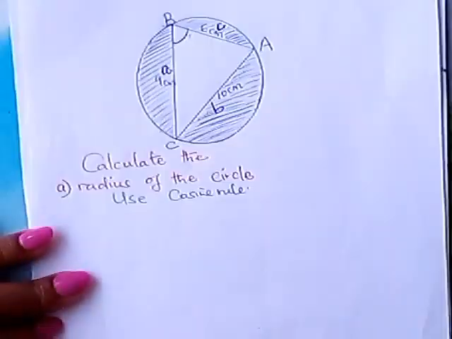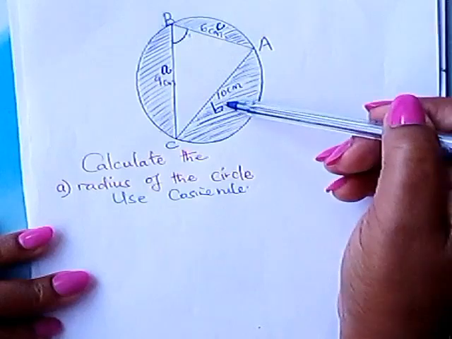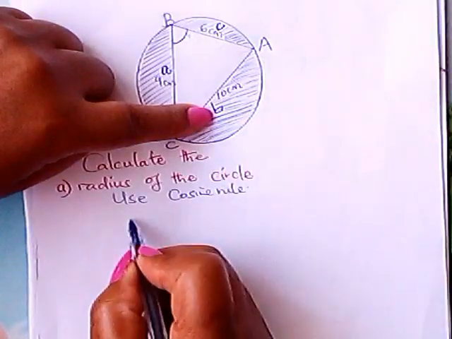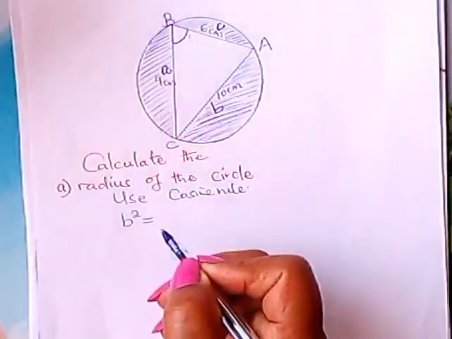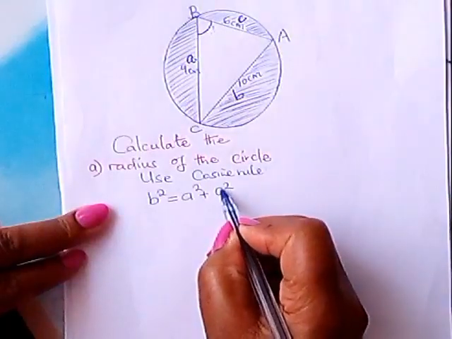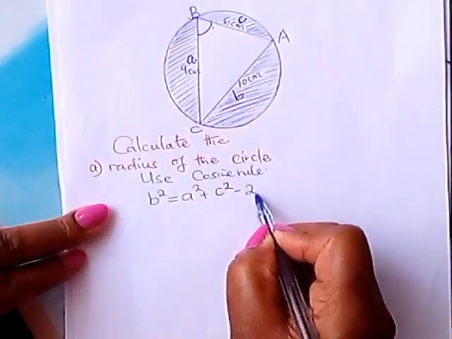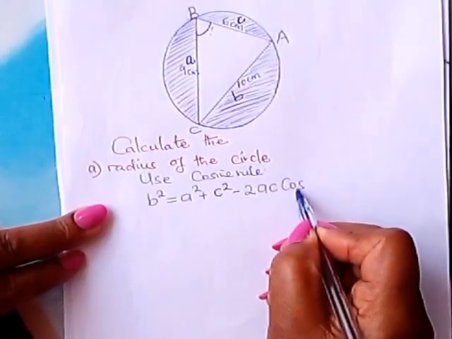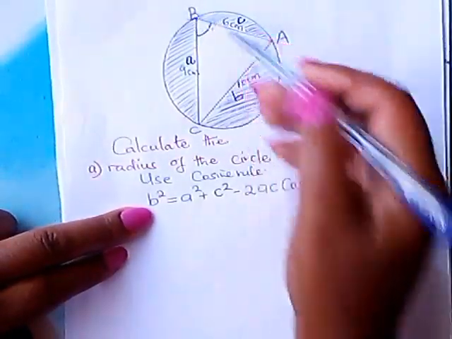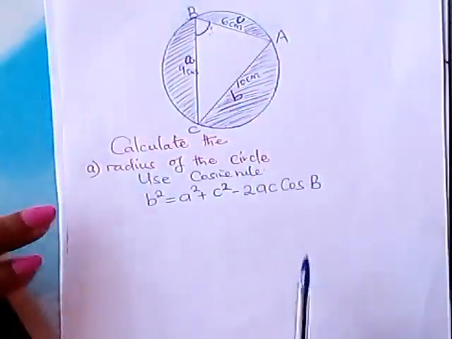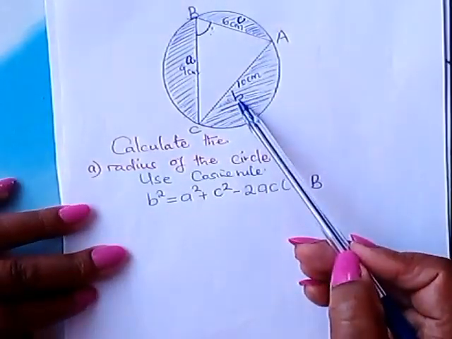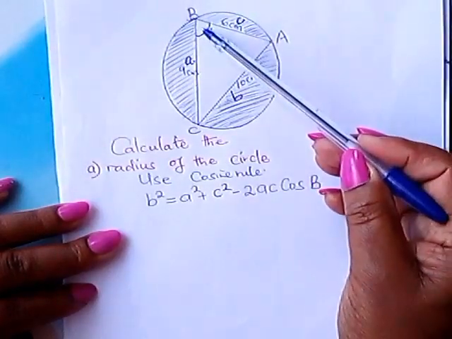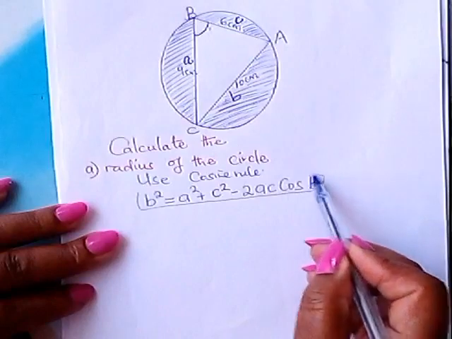Cosine rule states what? If you want this angle here, you start with the side opposite it. And therefore b squared is equal to a squared plus c squared minus 2 times a times c cos of B, the cos of the angle that you want. Master this: b squared is equal to a squared plus c squared minus 2ac cos B. The cosine rule, you have to master it.